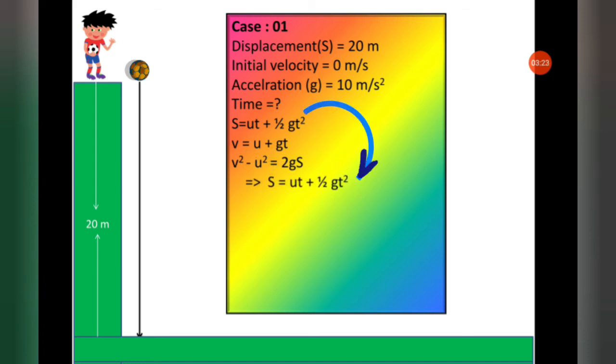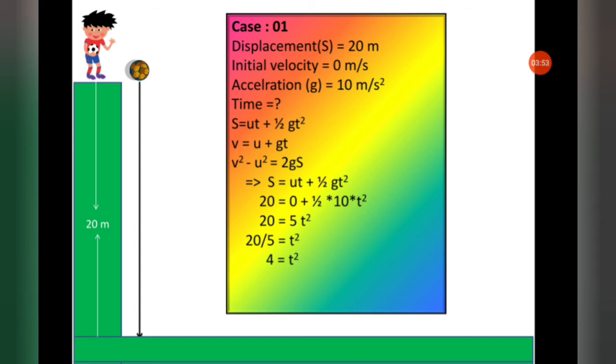S is equal to ut plus half gt square. S is 20, u is 0 and half into g is 10 t square. So what we will get here, if we cut 2 with the 10, we get 5. So it is 20 is equal to 5t square. Now 5 उधर जाएगा तो डिवाइड में जाएगा, so 20 by 5 is equal to t square. So t square is equal to 4. 5 4s are 20. So t will be 2, under root both sides.